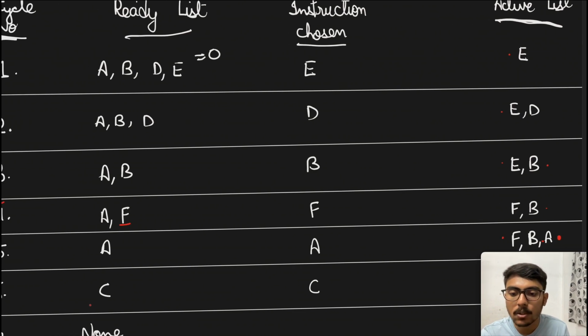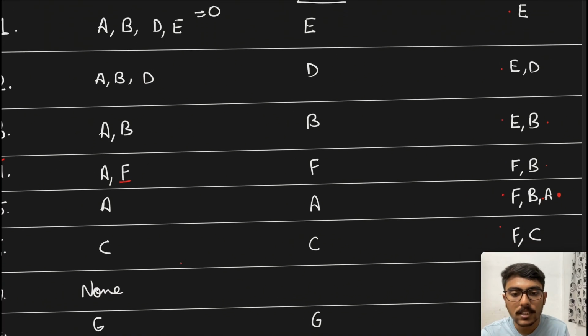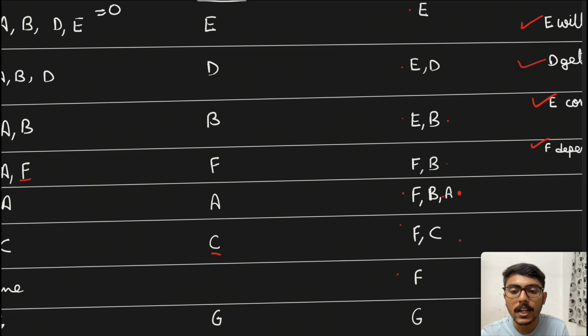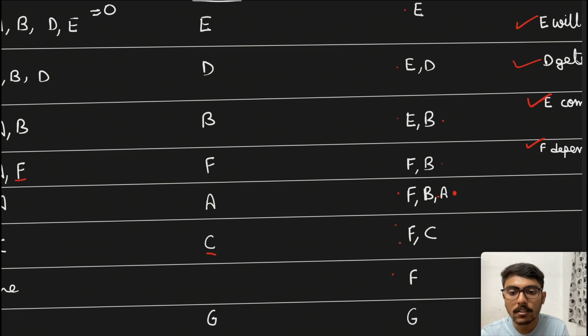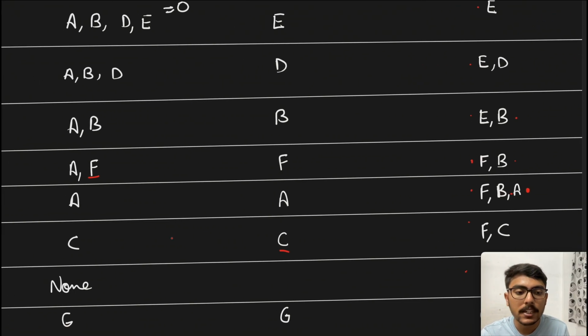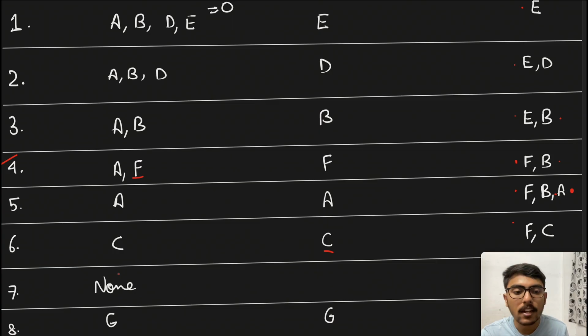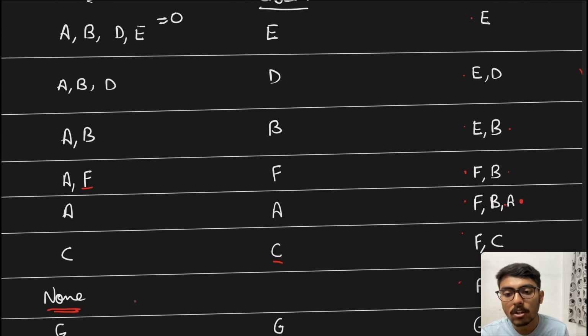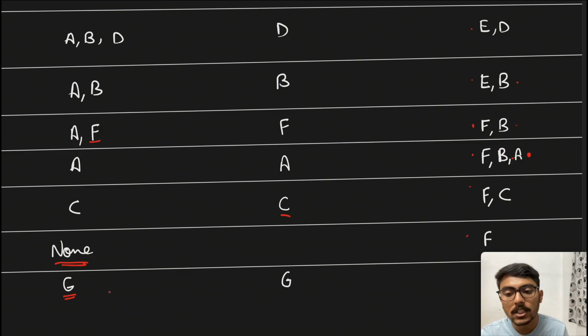can push C into the ready list, and C is only there, so it will be pushed into the instruction chosen. Then we have C here, and since F will take 4 times, it's written 4 times here. So then we have C completed, and in the 7th cycle we have nothing. So why did this occur? Because G still has dependency 1, because F is not completed. So G has to still wait in order to execute because F is not completed.